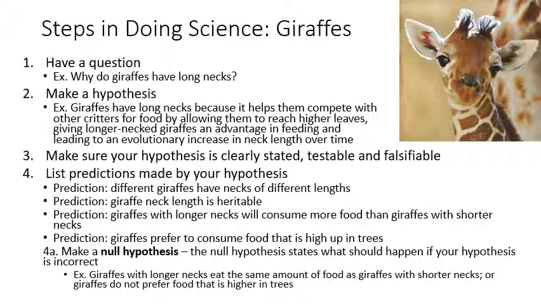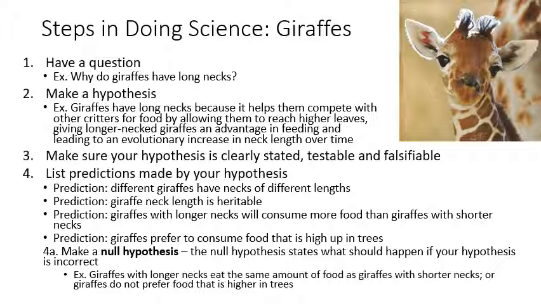So you have to find a way to test that hypothesis, and it has to be possible to demonstrate that your hypothesis is wrong. After you have checked the validity of your hypothesis, next you're going to list the predictions that come from your hypothesis. So if your hypothesis is correct, if you assume that it's correct, what would you predict to be the case?